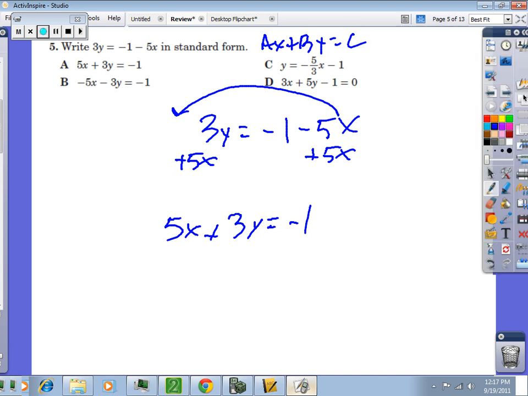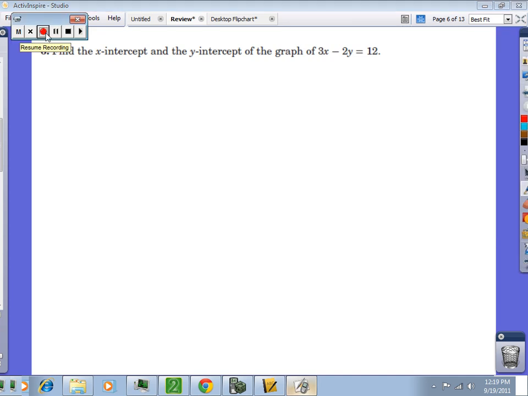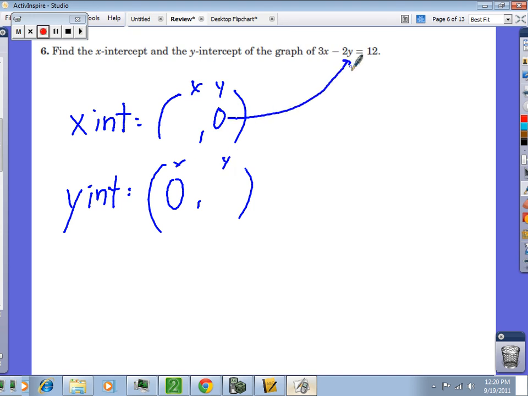Number 6. If you're going to try and find the x-intercept, you're going to plug 0 in for y. If you're looking for the y-intercept, you're going to plug 0 in place of the x. So here we go. Take this 0, plug it in for y. What's 2 times 0? So you got 3x is 12. What's x? 3 times what is 12? So your x-intercept has got to be 4.